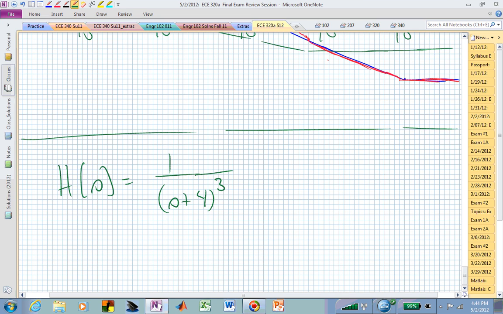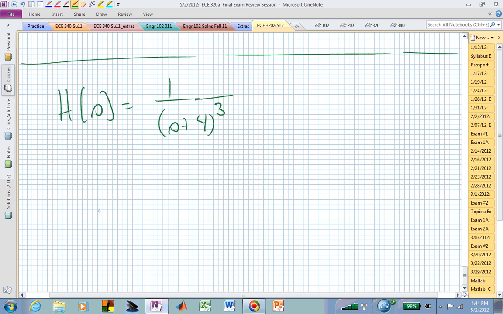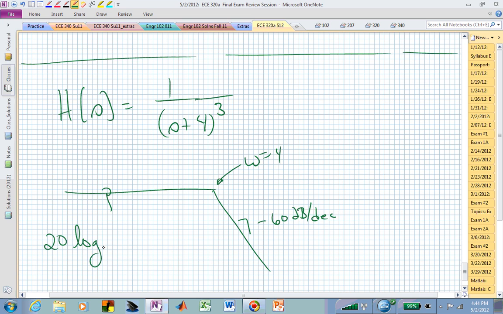Yes? Minus 40 dB. So at low frequencies it's not very big. And then it's going to roll off even more beyond omega equal to 4. So you know what this is going to look like in terms of its Bode plot. It's going to do this and that, where this is omega equal to 4, and this slope is minus 60 dB per decade, and this is going to be 20 times the log base 10 of 1 over 64.